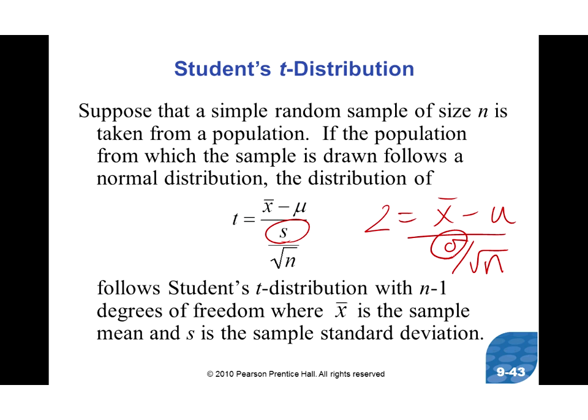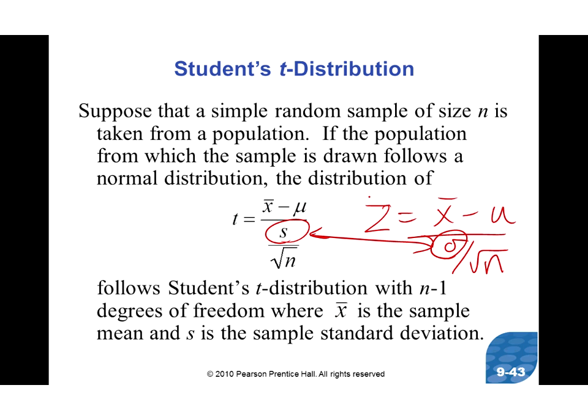What's different here in the t? Well, the population standard deviation isn't known. That's really a z, sorry. And that's one of the main differences between the t and the z.